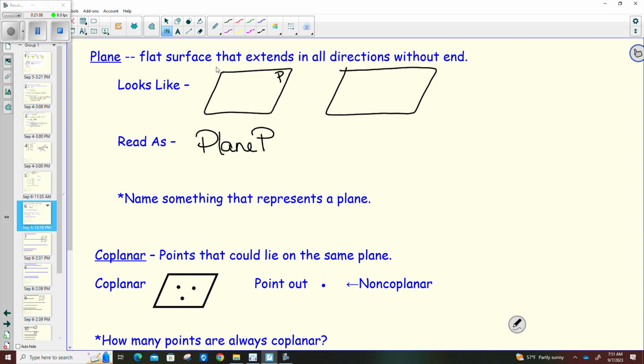More often, it's going to give us multiple points on the plane, and then we name it plane ABC. Thoughts on why I would have to use all 3 letters?